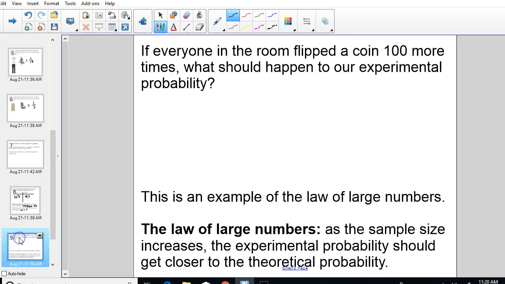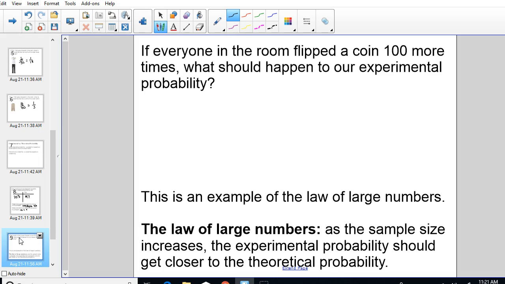Okay. So if everyone in the whole room flipped a coin 100 more times, what do you think would happen to our experimental probability? We don't have time to do this, but David says it's going to get closer to exactly 0.5, right? Exactly 50%. And he is correct.